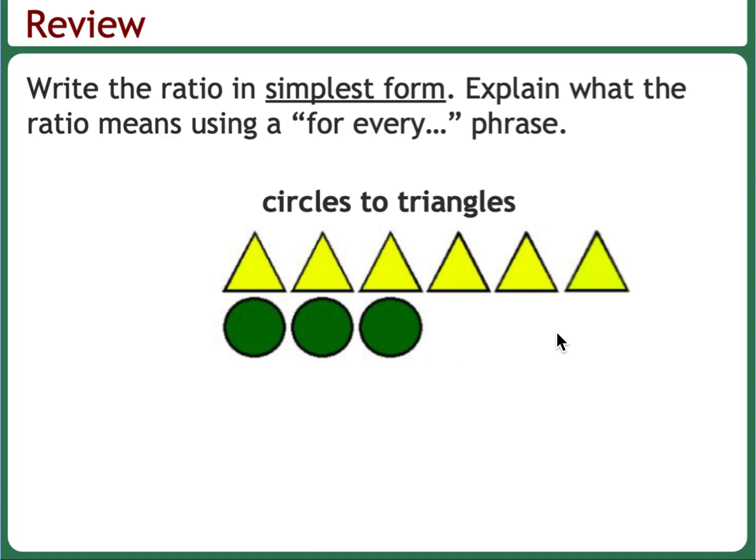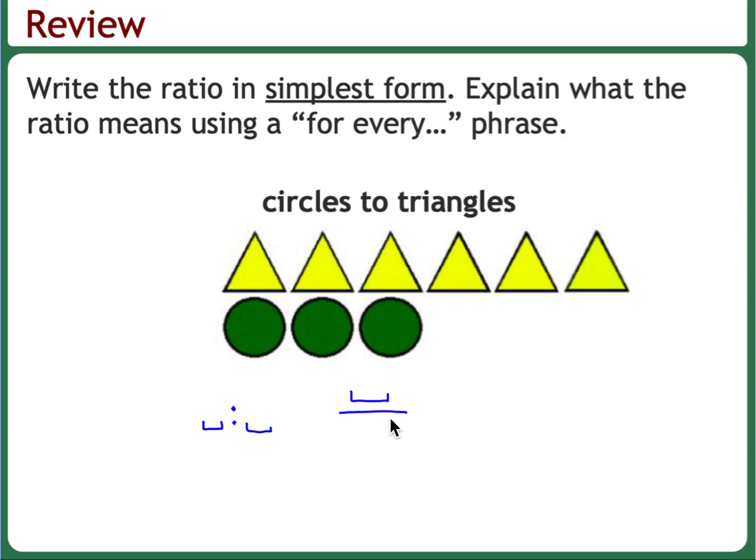So we want to write a ratio in simplest form, and explain what the ratio means using a "for every, there are" phrase. We're comparing circles to triangles, so the order matters. We have to do circles compared to triangles. We want it in simplest form. And there are three ways to write it. We can write our ratios using the colon notation. So we'd have circles to triangles.